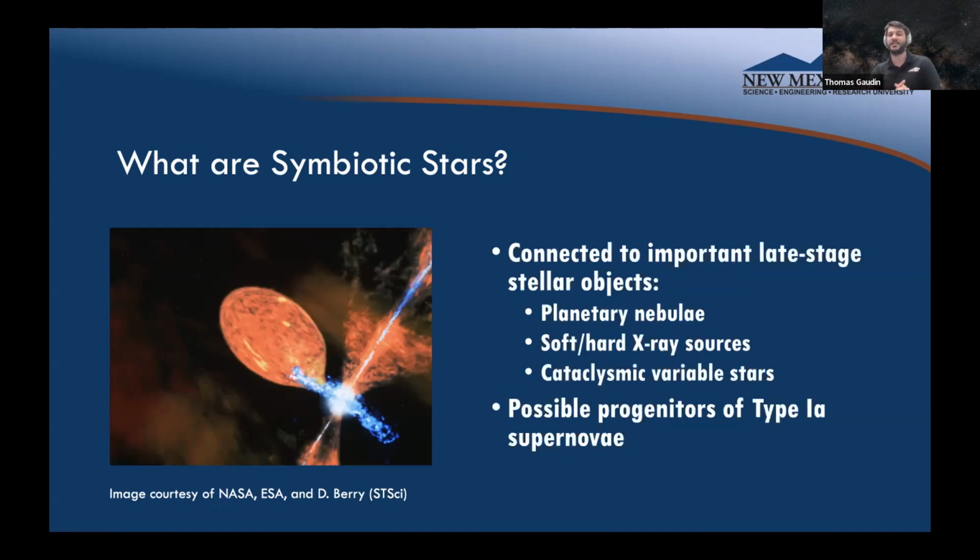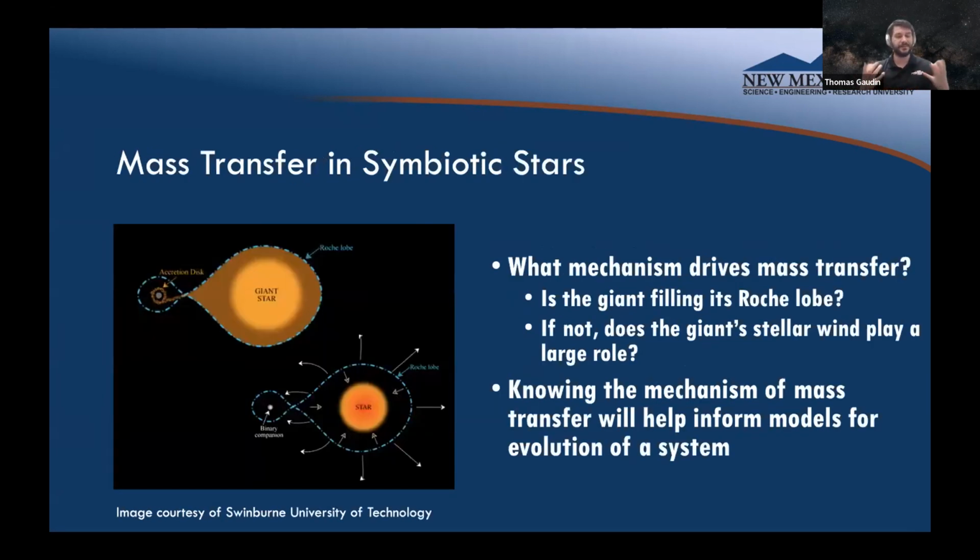We think that symbiotic stars are connected to several important late-stage stellar objects. Some examples of these would be planetary nebulae, soft and hard X-ray sources, cataclysmic variable stars. We also have evidence that the symbiotic stars are a possible progenitor system for type 1a supernovae. However, these connections are not very well defined and all hinge on this concept of mass transfer. So, mass transfer in symbiotic stars is a very active area of research in the systems.